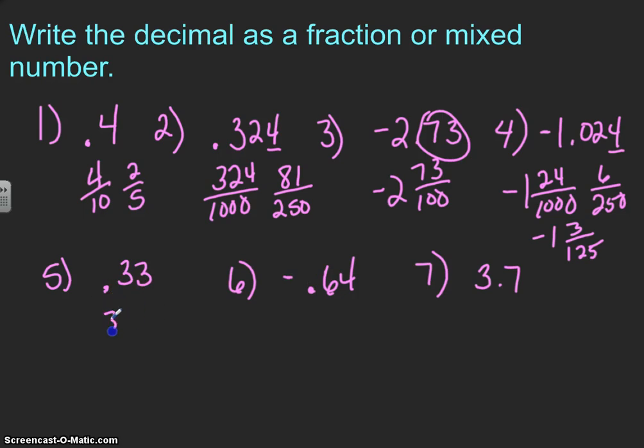Okay, 0.33 is 33 over 100. This is in the hundredths position. This is going to be negative 64 over 100. That can be reduced, but I'm kind of running out of time on my video, so I'm going to go ahead and go on. You should know how to reduce by now. This is going to be 3 7/10. That's in the tenths position.